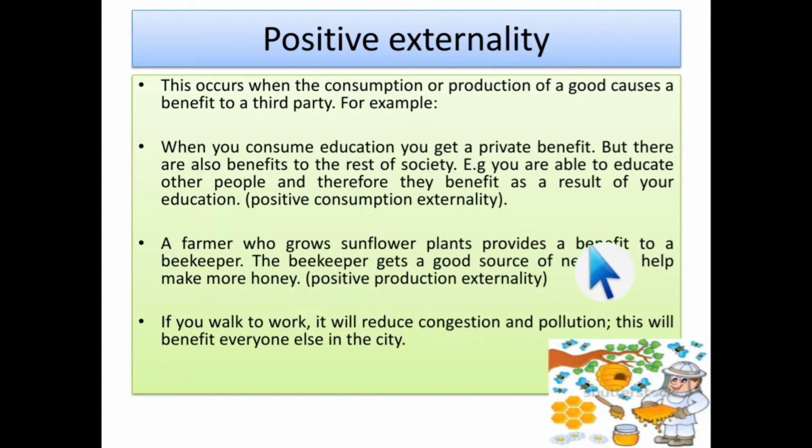Suppose you are having a sunflower field, and near your sunflower field one beekeeper sets his boxes. You don't have any role in that bee box, but your sunflower nectar is helping to grow the bees in the bee box. So indirectly you are helping a third party who is not involved in your work. That is called positive externality.